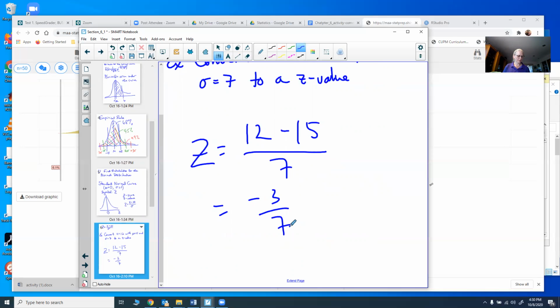So if I take out my handy dandy calculator, which happens to be my calculator on my phone because I don't have a handy dandy calculator, I find out that that's equal to negative, because it was negative before, negative 0.429, let's say, if I go to 3 decimal places. Traditionally, these have been done as 2 decimal places, but you can go whatever decimal place you want. It doesn't really matter. It's negative because 12 is less than 15. 12 is to the left of the mean. So the negative sign tells me that we're below the mean.